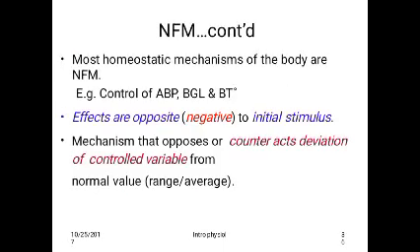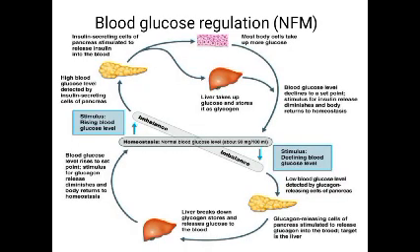Most homeostatic mechanisms of the body are NFM. Example, control of ABP, blood glucose level, and body temperature. Effects are opposite or negative to the initial stimulus. A mechanism that opposes or counteracts deviation of the controlled variable from the normal value or range or average. Blood glucose regulation, NFM. This is the diagram.